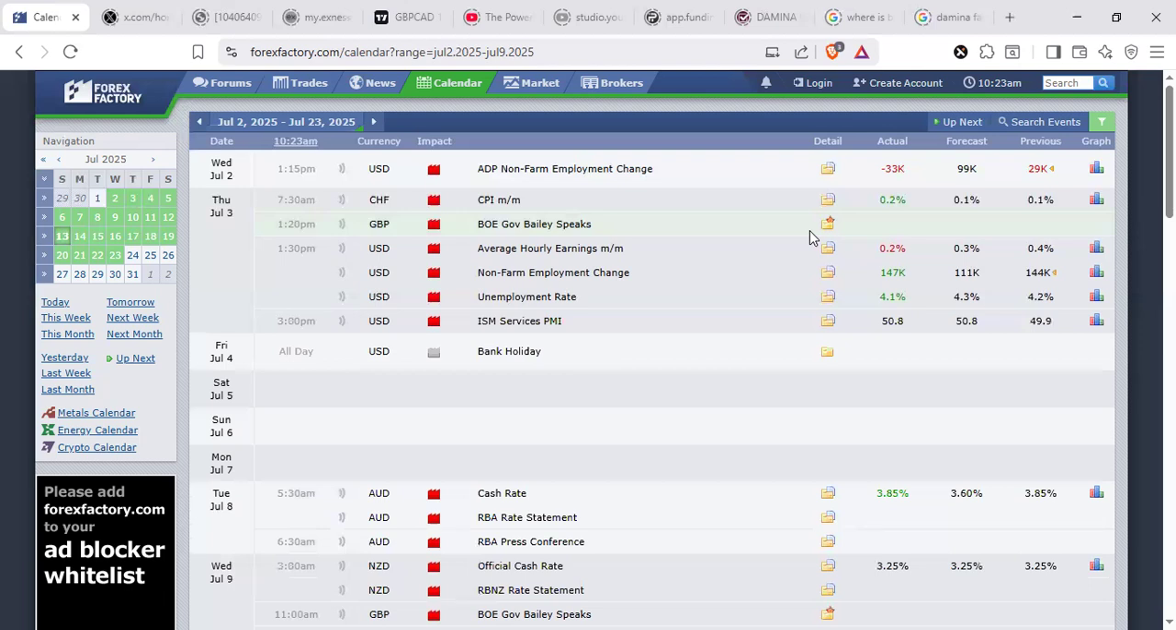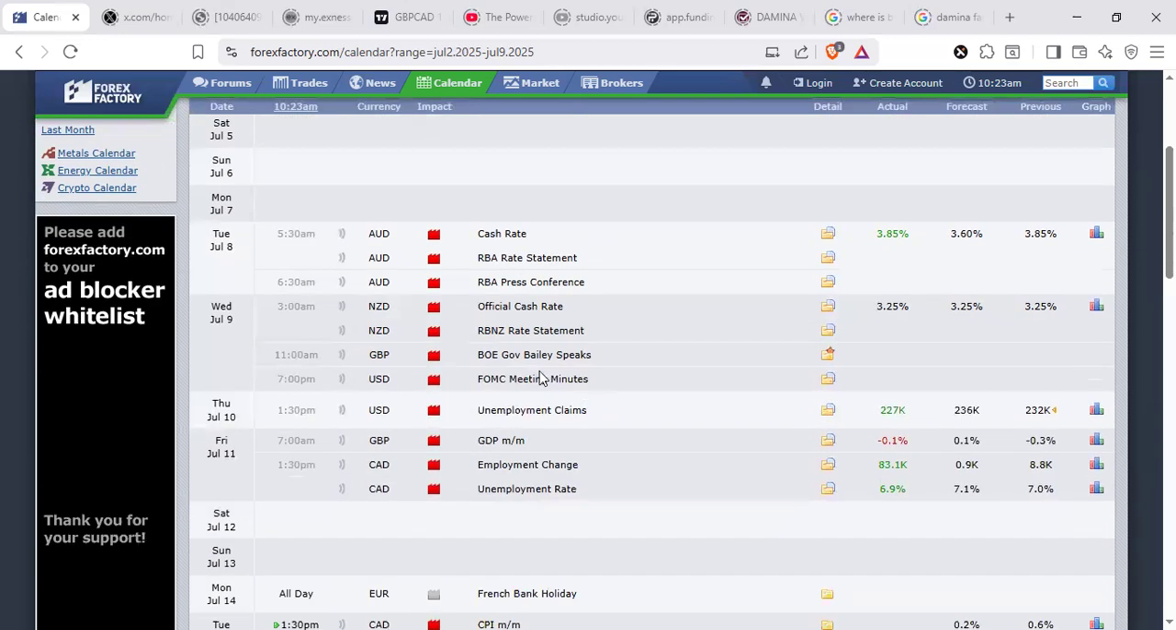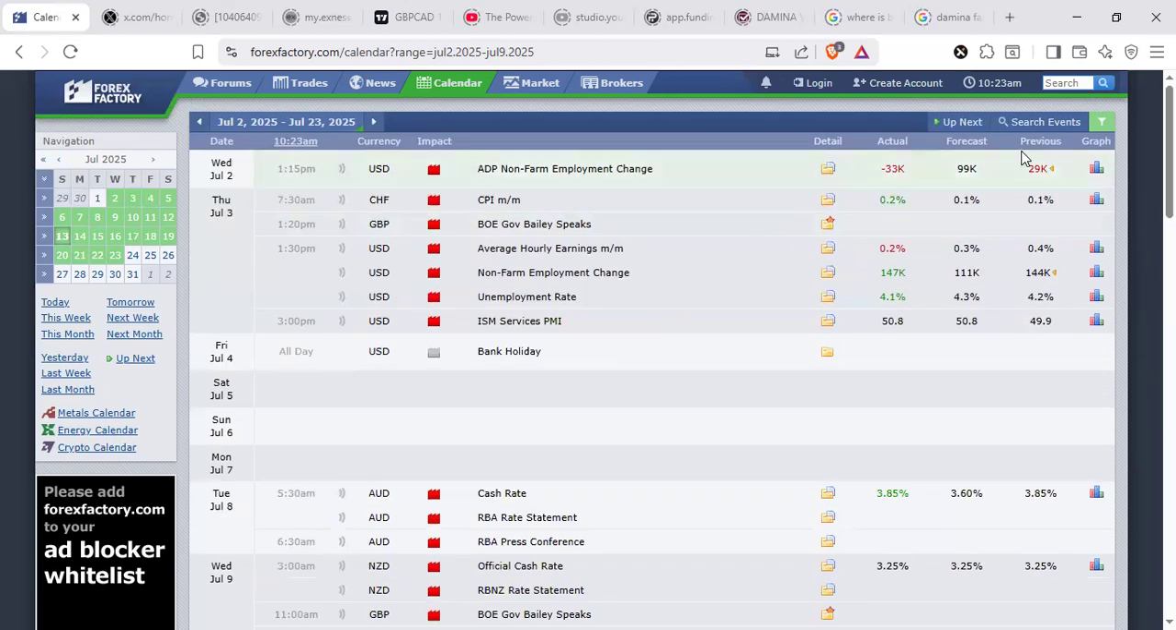After that, what you need to know is that the easiest and quickest way to use Forex Factory is that you don't even need to understand what these events are. The ADP, non-farm employment change, CPI, BOE, government bill, whatever. You don't even need to understand what these various events mean. You don't even need to really care. You don't care about what the previous was or what the forecast is. The only thing you're going to be looking at is the actual, right?